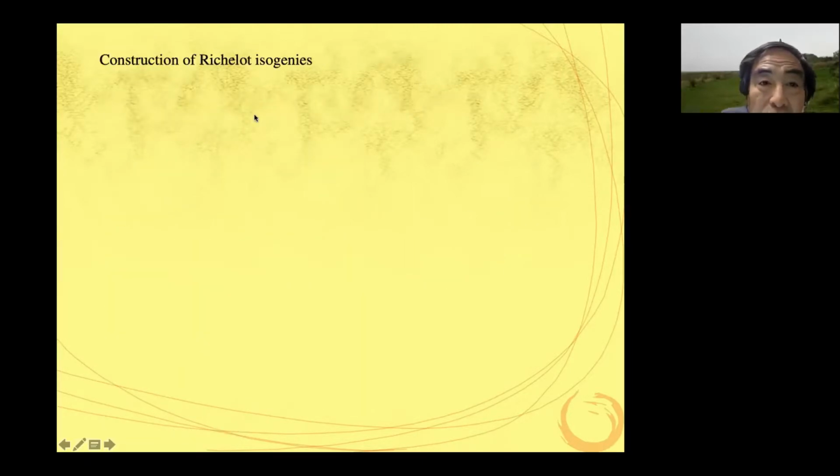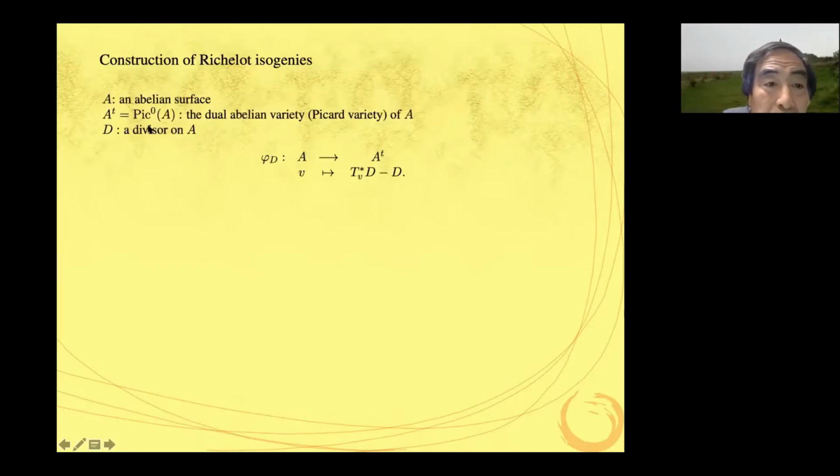Very easy. So, the construction of Richelot isogeny: how to construct it? We consider an abelian surface A, and this is the dual of the abelian surface, the Picard group of A. For a divisor D on A, we have a homomorphism like this. This is a well-known homomorphism. Here, TV is translation by V. And we denote by KD the kernel of this homomorphism.